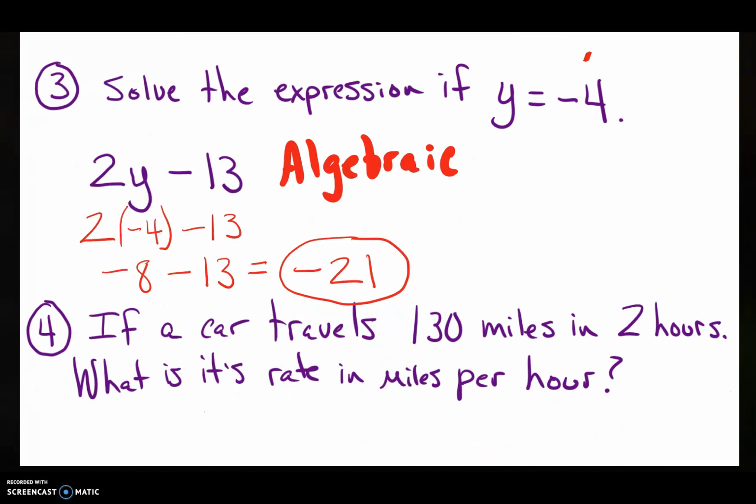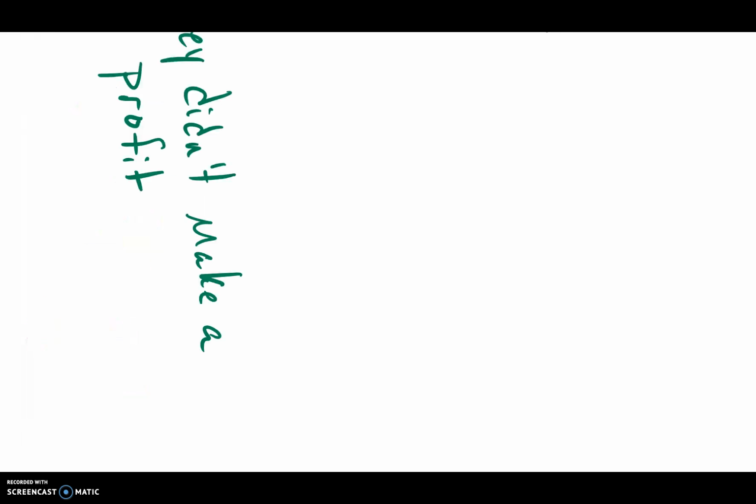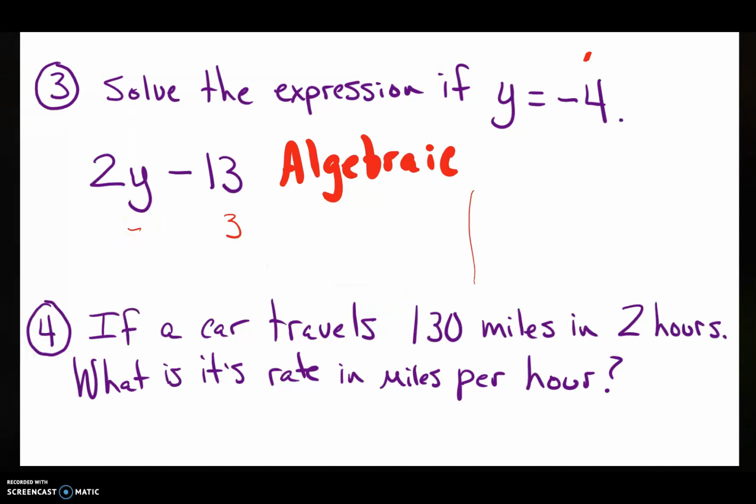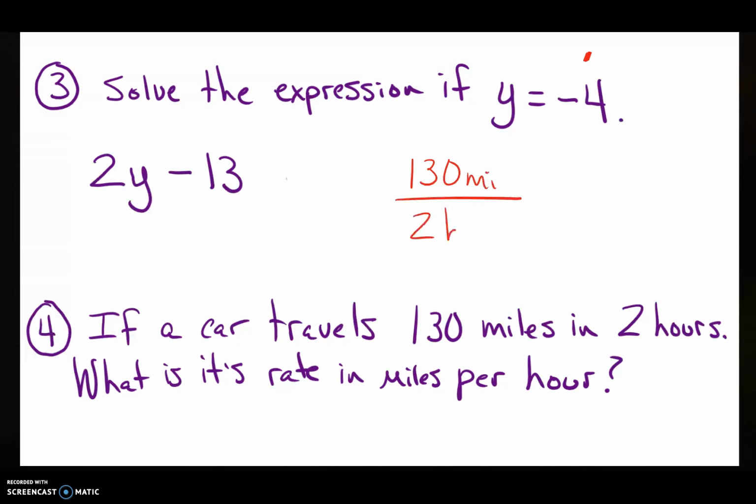Number 4, if a car travels 130 miles in 2 hours, what is the rate in miles per hour? I don't have any room at the bottom of my page, so I'm going to do my work right here. If it travels 130 miles in 2 hours, we're going to write that as a ratio. And we want to know how far it would travel in 1 hour, so in other words, we're finding that unit rate. So we set up an equivalent fraction.